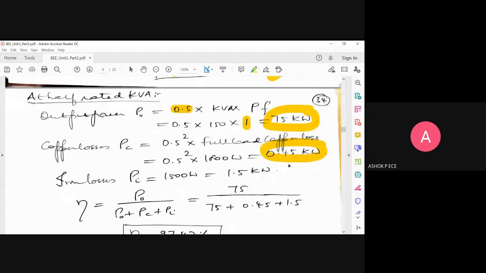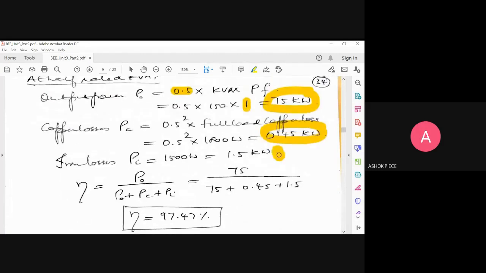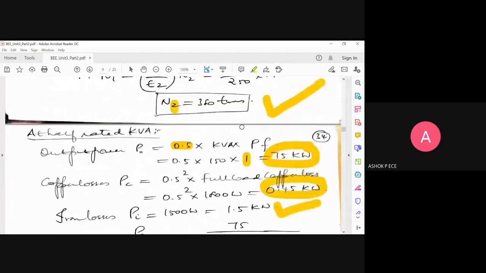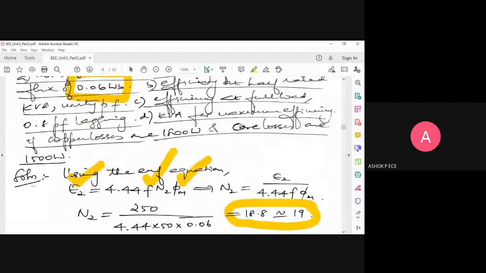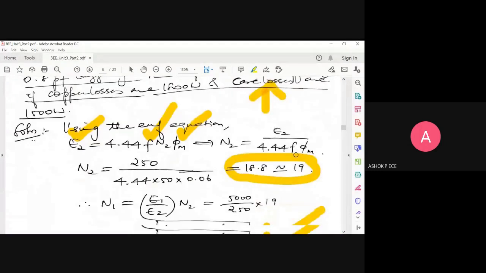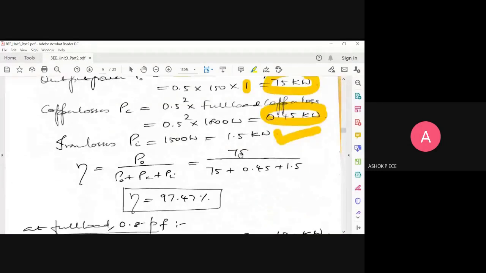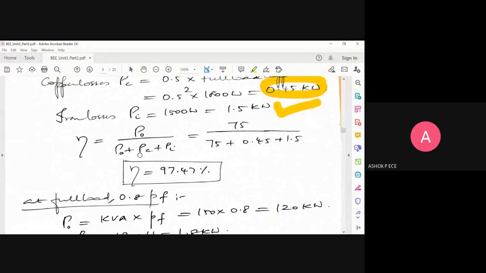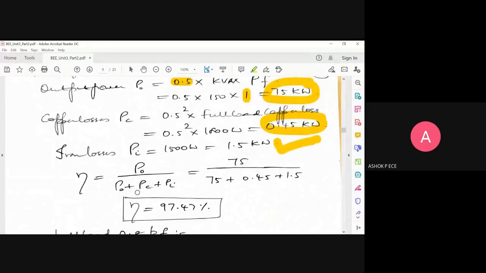Iron loss is also called core loss. Remember the names. So it is 1.5 kilowatt. Now find the efficiency. Efficiency is P naught by P naught plus PC plus PI. So P naught is 75, PC is 0.45 and PI is 1.5. If you find the ratio, you get the answer as 97.47% efficiency.